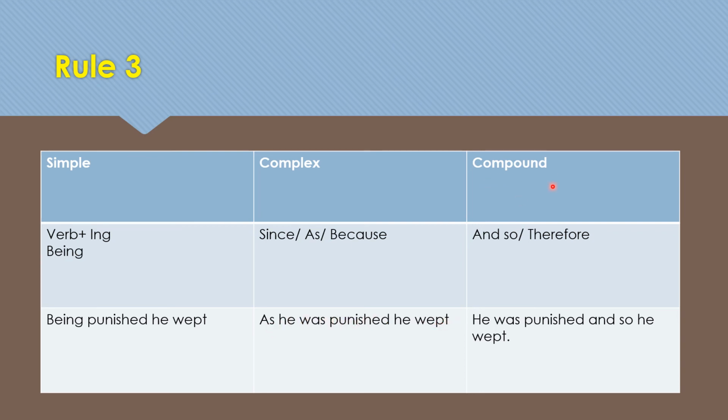And in the compound you will use and so or therefore. So the sentence is, he was punished and so he wept, or you could say he was punished therefore he wept. So remember, when in the simple it begins with being or a verb and ing, then in the complex you will use the subordinating conjunction either since, as, or because, and in the compound you will use the coordinating conjunction and so or therefore.